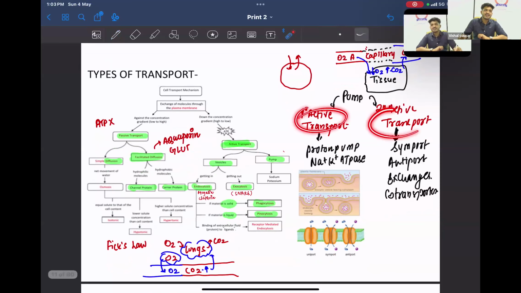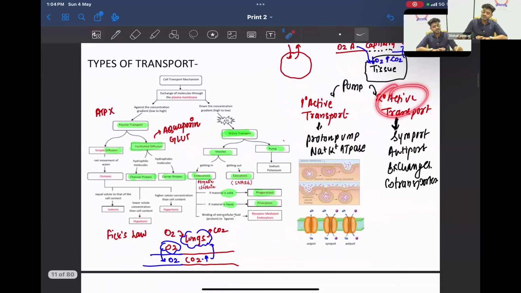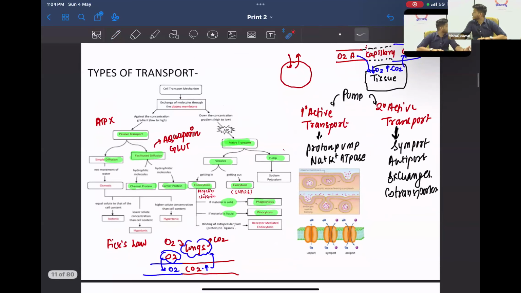Primary active transport, secondary active transport. This is with the sodium-potassium ATPase pump, the proton pump. Secondary active transport will be symport, antiport, exchanger, transporter, co-transporter. All these things will be coming in, right?